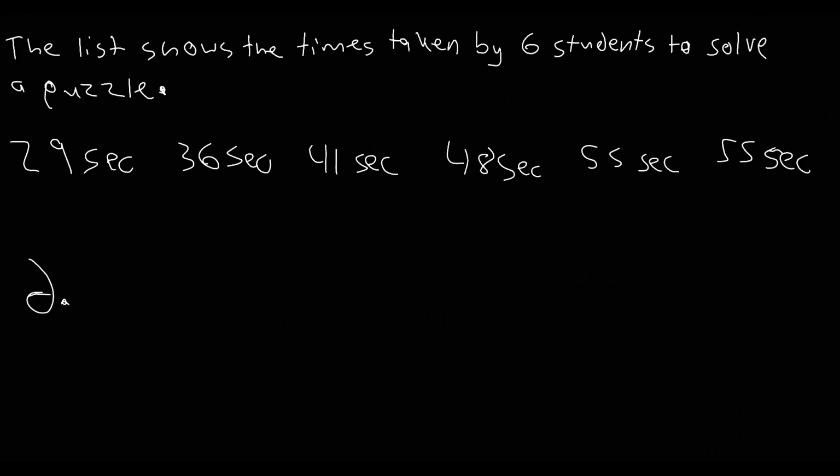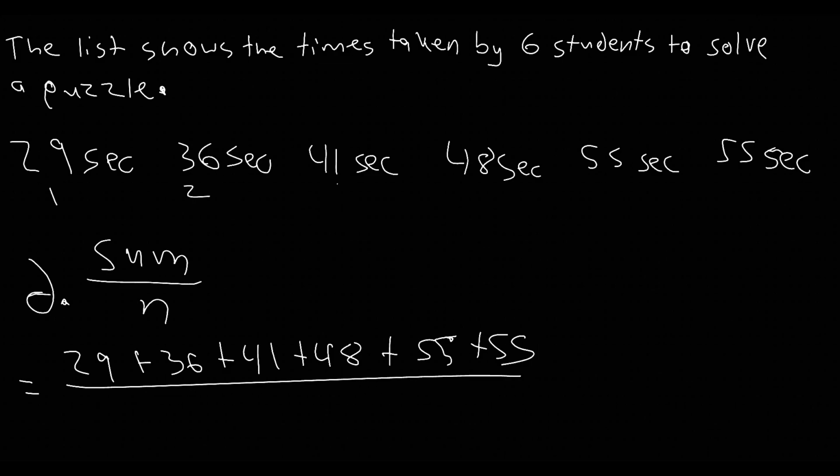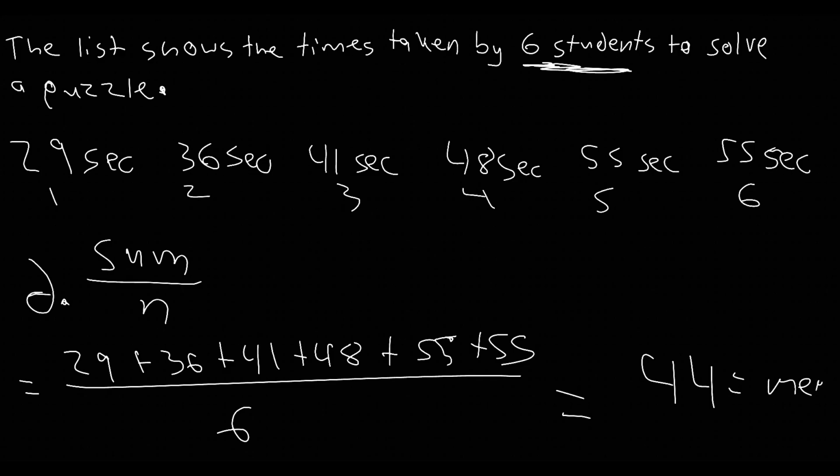And finally, my mean is just the sum of all the values divided by the number of values. So that is equal to 29 plus 36 plus 41 plus 48 plus 55 plus 55 all over the number of values. So I have 1, 2, 3, 4, 5, 6, or really you can just see in the question because it says 6 students. So over 6, and therefore my mean gives me 44. And that is my final answer.